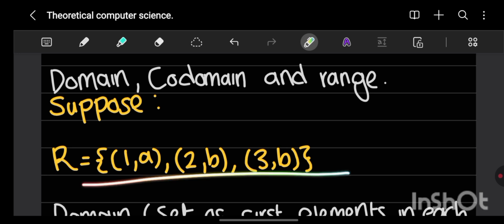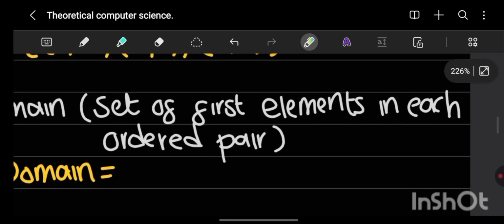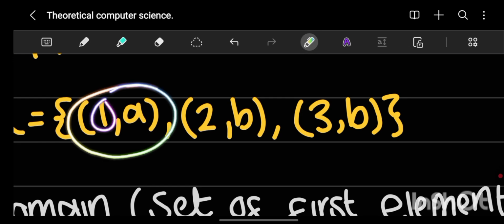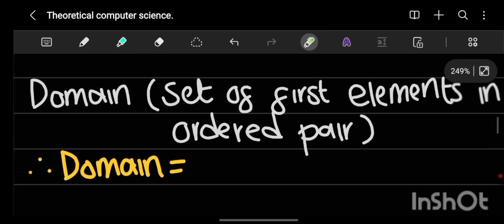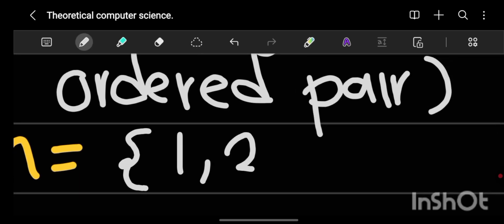Okay, suppose you have this type of relation. Remember, a relation is a set or possible subset of the Cartesian product, right? And then they ask you to find the domain. A domain is the set of all first elements in each ordered pair. So in each ordered pair, the first element here is 1, the first element here is 2, and the first element here is 3. So the domain would be a set of all those first elements: 1, 2, and 3.